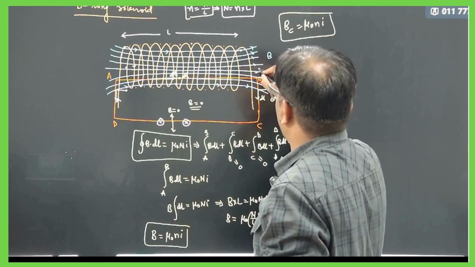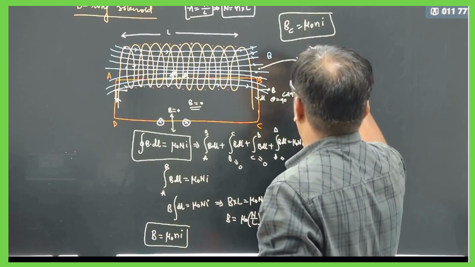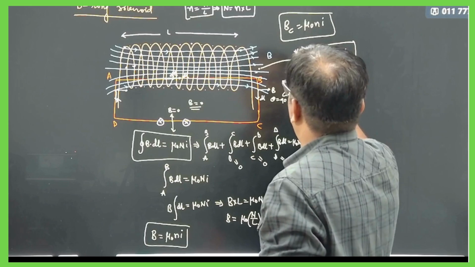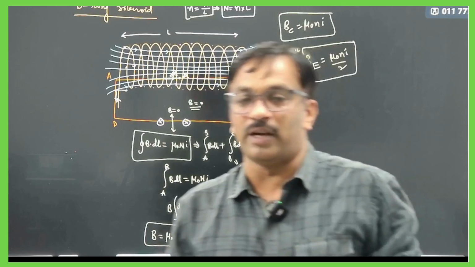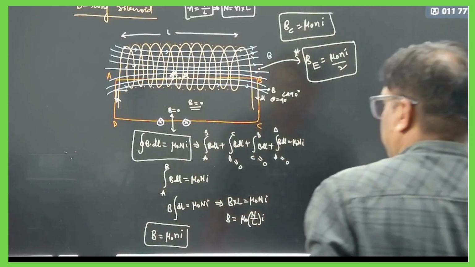Suppose they are asking what will be the magnetic field at the corner, at one of its ends. Then just take half of this, mu naught into nI by 2. That will be the field at one of its ends. Only at the midpoint will the magnetic field be equal to mu naught into nI.